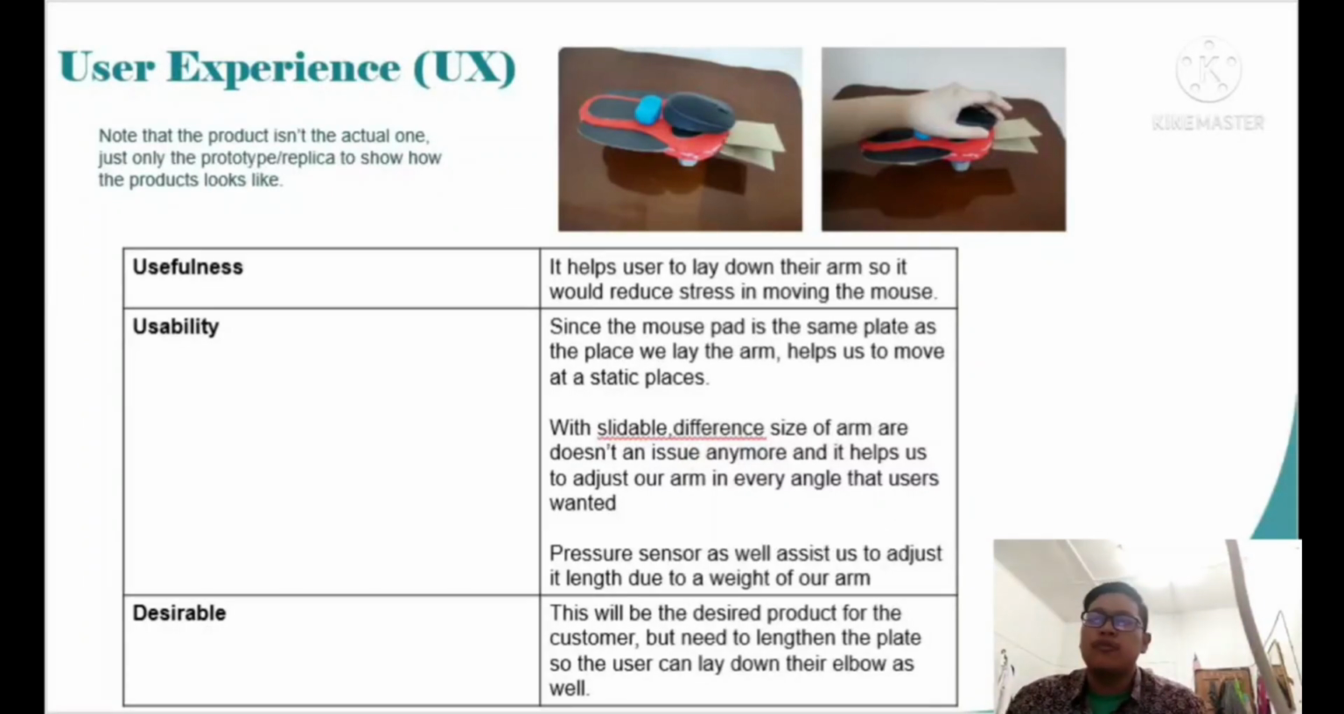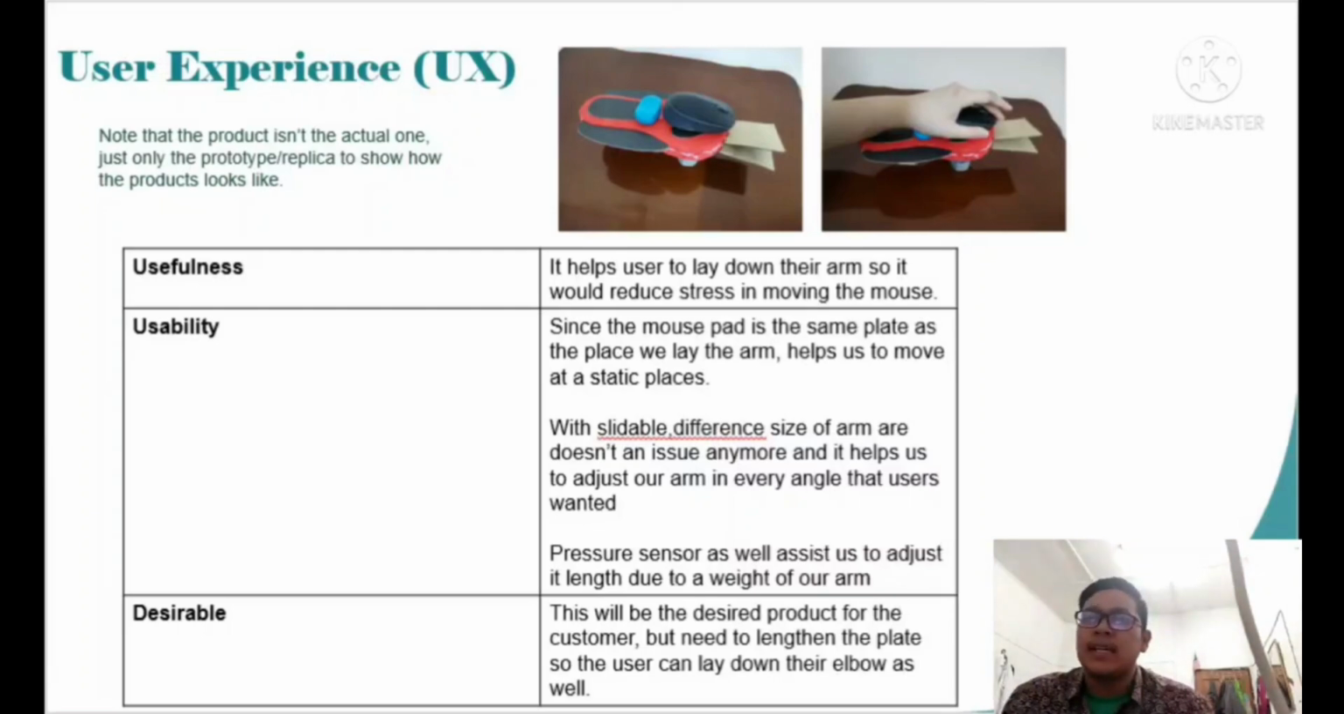With a slidable system in our product, different sizes of arm are no longer an issue. It helps us to adjust our arm in every angle that users wanted. The last one is a pressure sensor, which assists us to adjust its length according to the weight of our arm. So how heavy or how light you are, the pressure sensor will adjust the angle or the length of the mouse pad. So it will be comfortable for us to use.